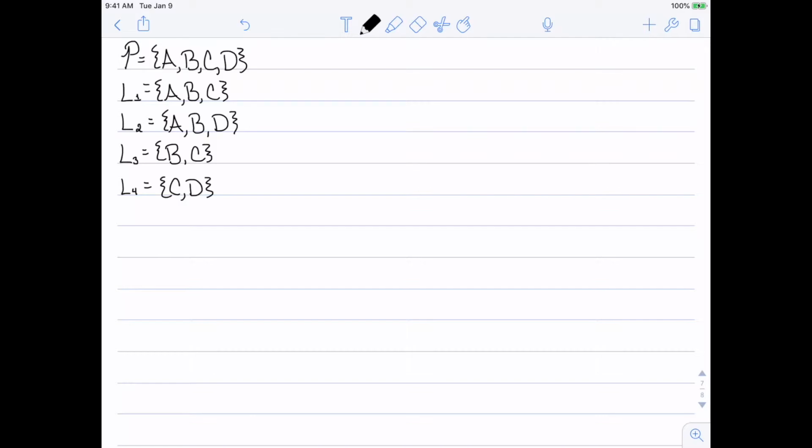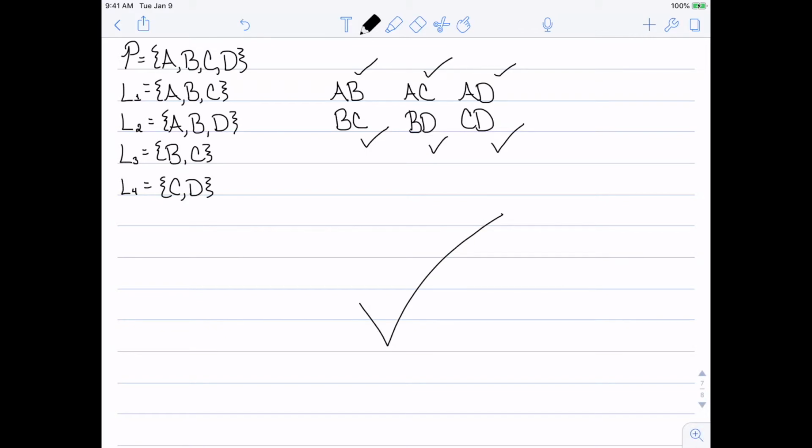So now it's time to start checking things. And we need to look at all possible pairs. And here's all 6 possible pairs of my 4 letters, A, B, C, D. So we can see A and B is satisfied since both L1 and L2 pass through both A and B. L1 passes through AC, and L2 passes through AD. L1 passes through BC, L2 passes through BD, and then finally L4 passes through CD. So yes, this is valid. It does satisfy all 3 of my axioms.